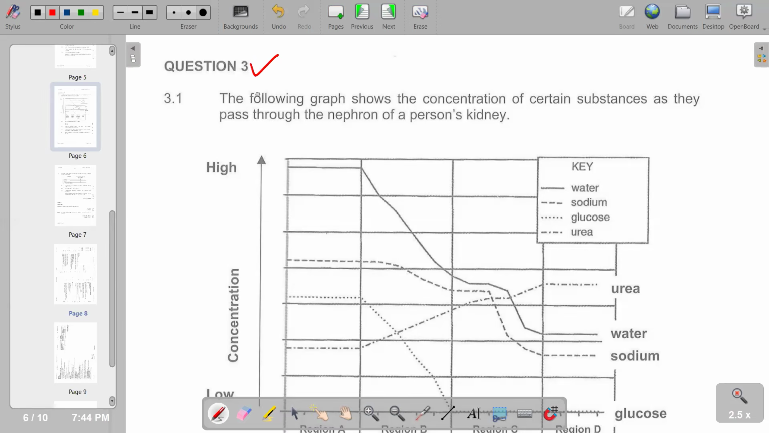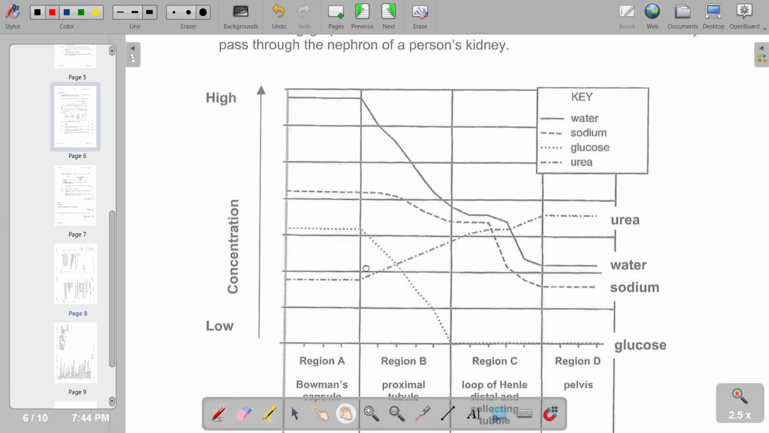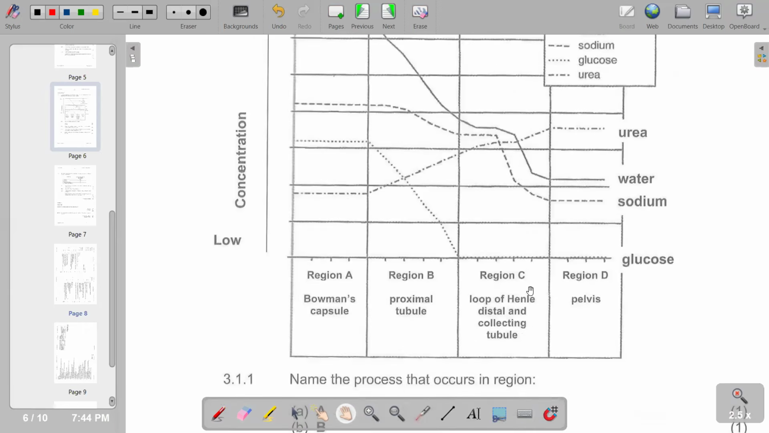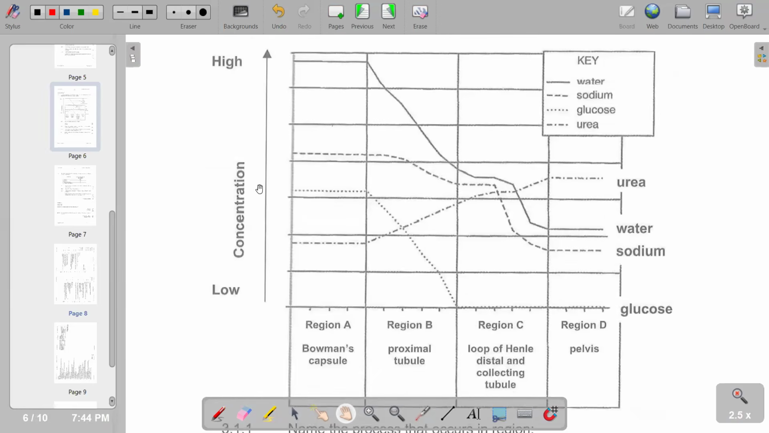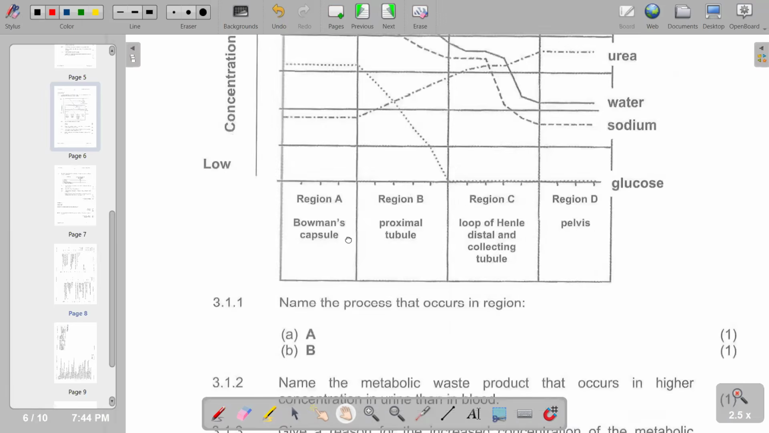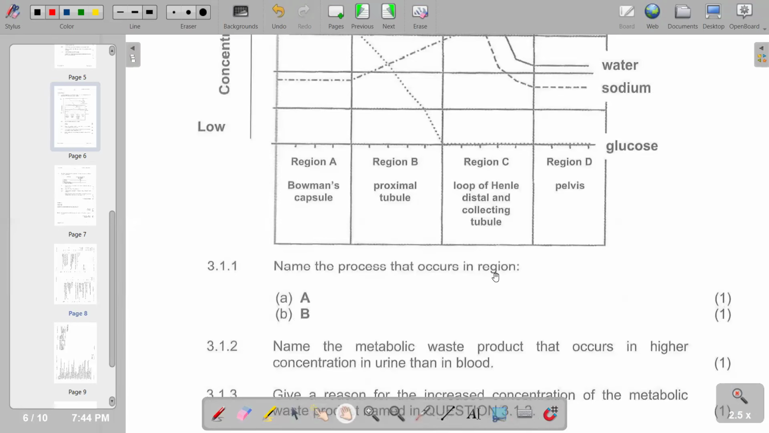Our question 3 reads that the following graph shows the concentration of certain substances as they pass through the nephron of a person's kidney. So we are given the graph that we have. Then, of course, we've got a key with this part. We've got region A, region B, region C, and region D. And of course, on the vertical axis, we have got our concentration from low to high. Then the first question is name the process that occurs in region A and also region B.